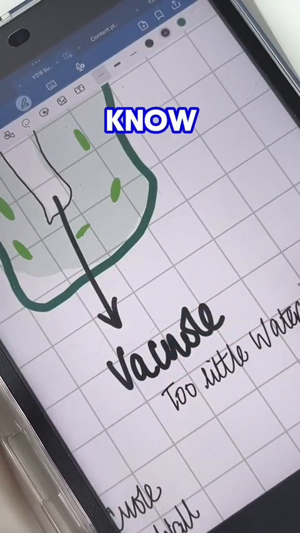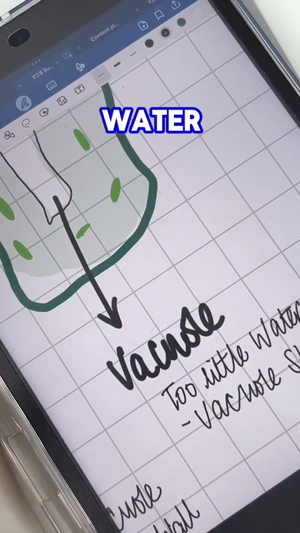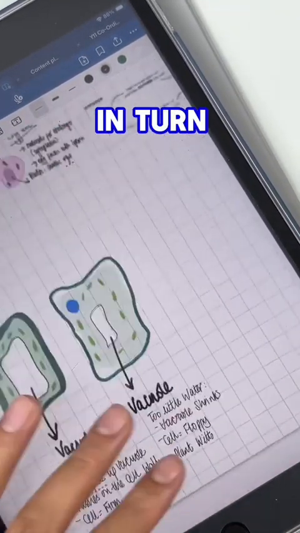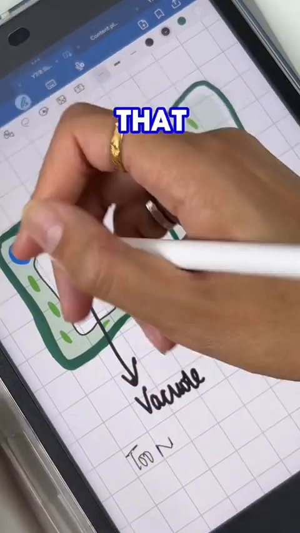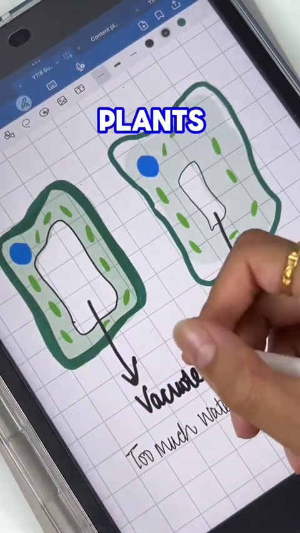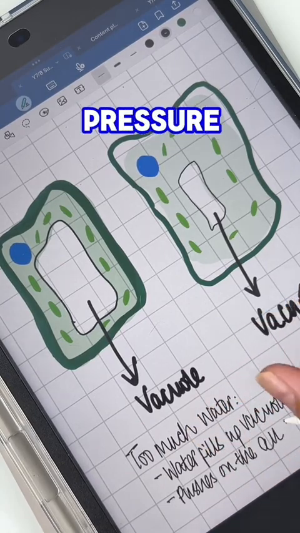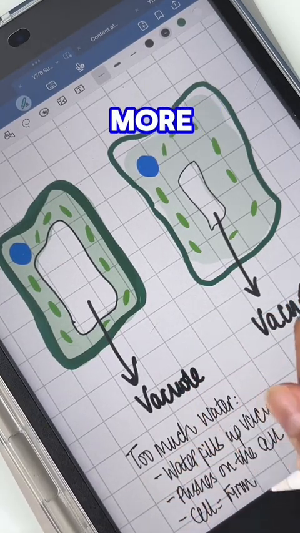Now, you also need to know what happens if a plant doesn't get enough water. When the plant doesn't have enough water, the vacuole shrinks and the cell becomes floppy, and in turn, the plant wilts. Now, the opposite to that is if the plant gets too much water. If the plant's getting too much water, that means that the water fills up inside the vacuole. This puts pressure onto the cell wall. This makes the cell a lot more rigid.